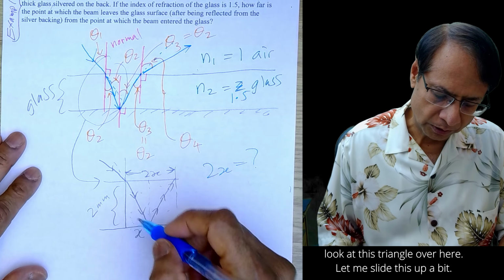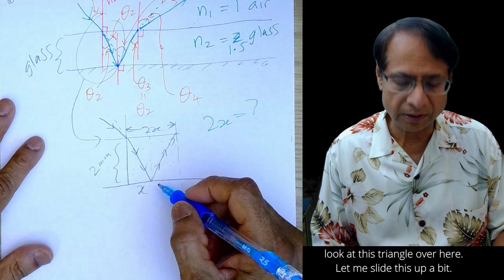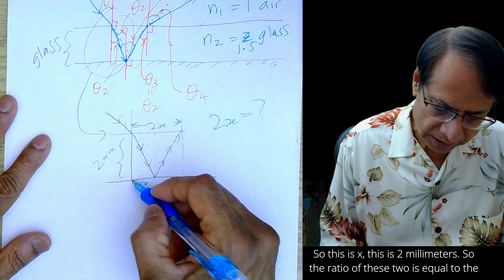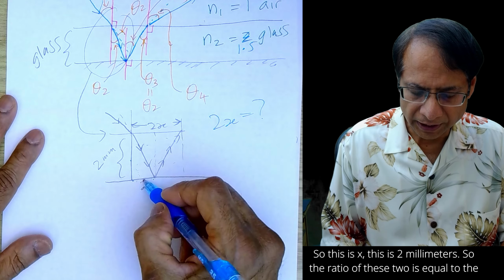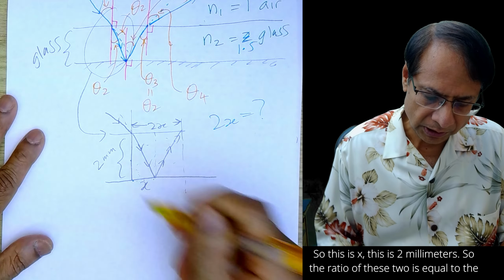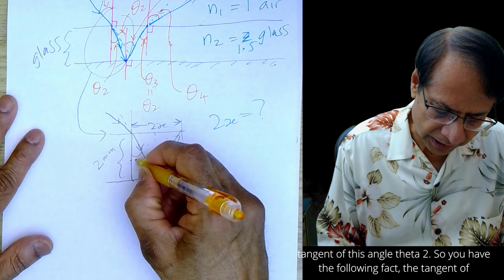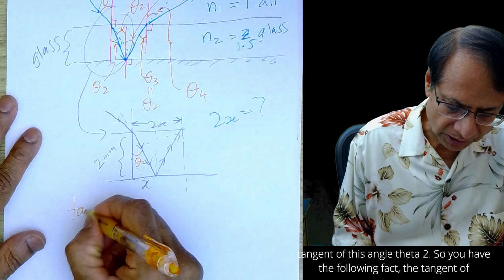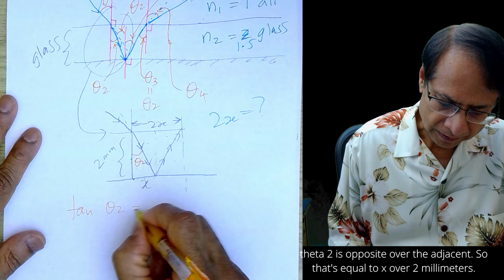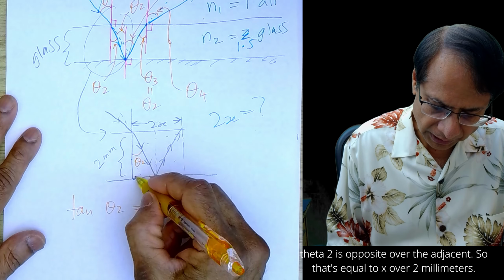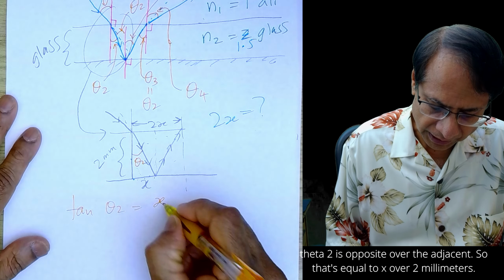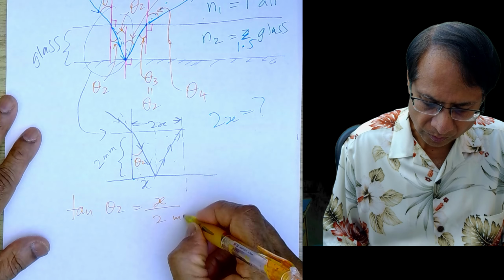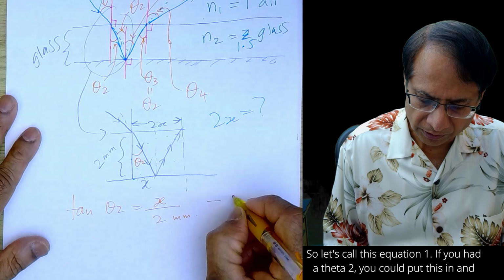Now, look at this triangle over here. Let me slide this up a bit. Okay. So this is x. This is 2 millimeters. So the ratio of these two is equal to the tangent of this angle theta 2. So you have the following fact: the tangent of theta 2 is opposite over the adjacent. So that's equal to x over 2 millimeters. So let's call this equation 1.